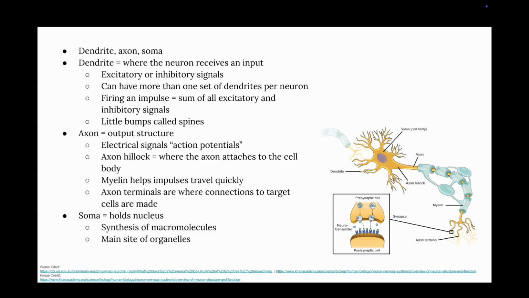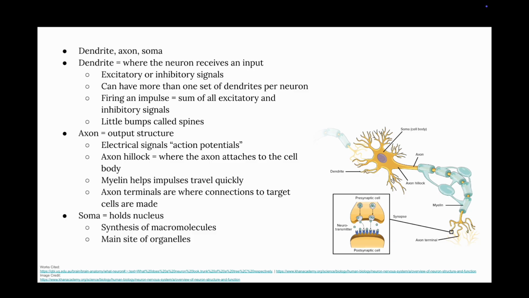The neuron is composed of the dendrite, the axon, and the soma. The dendrite can be compared to the branches of a tree. A neuron can have more than one set of dendrites because this is where the neuron receives its input. The dendrite will receive either excitatory or inhibitory signals, and the sum of all of these will determine if an impulse is fired. The main excitatory neurotransmitter is glutamate, while the main inhibitory neurotransmitter is GABA.